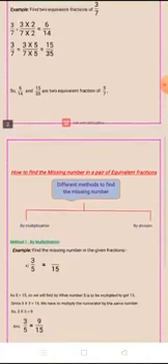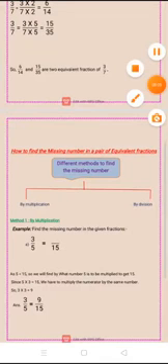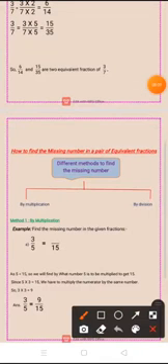Now come to the next part. How to find a missing number in a pair of equivalent fractions. This type of question you have already learned in class 3, so in this revision part we can solve these sums. There are two ways to find missing numbers. Remember, you have already done this kind of sum in class 3: finding the missing number where either the numerator or denominator is missing.